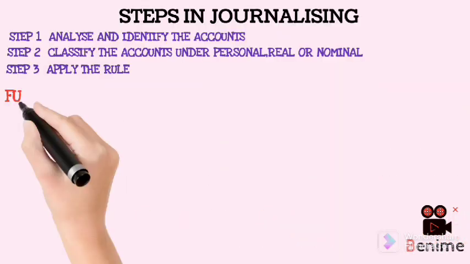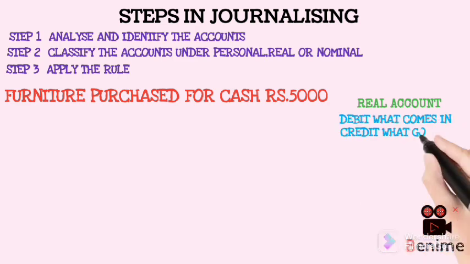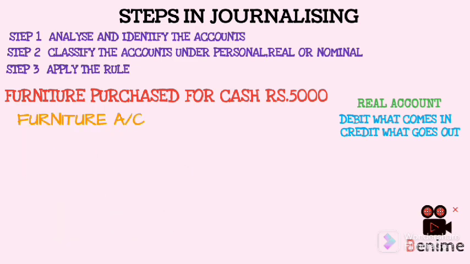Second is real account. In this, all tangible and intangible accounts are involved, like land and building, machinery, computer, furniture, goodwill, trademark, etc. So, the real account rule is debit what comes in, credit what goes out. And here our example transaction is: furniture purchased for rupees 5,000. In this example, we paid 5,000 and bought furniture. So, one is furniture account and we made payment through cash.